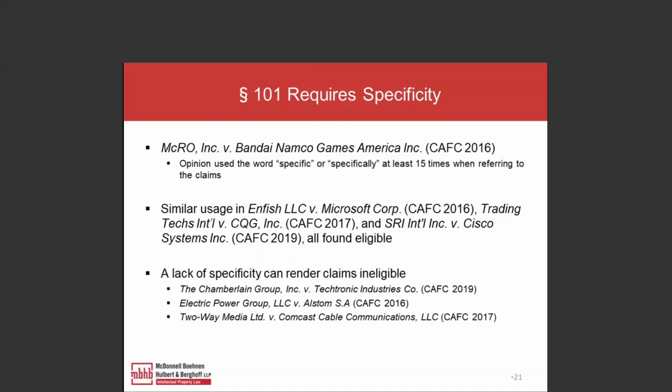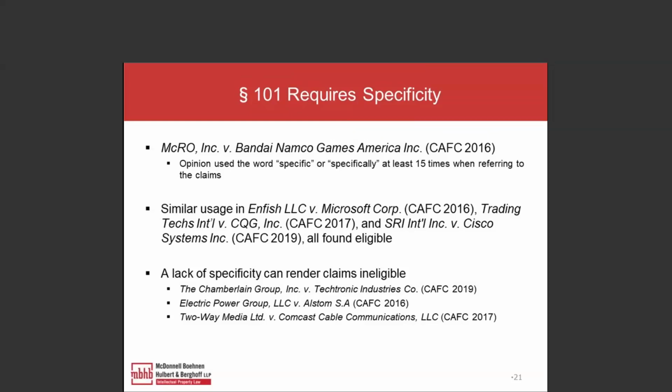It's highly cited. It also uses the root word specific at least 15 times when referring to the claims, which were found to be eligible. In fact, the court over and over says, these claims are specific, they're claiming the invention in a specific fashion, and therefore, we find the claims to be eligible. McRO is not the only case that does this. Enfish, one of the early trading technologies cases, SRI versus Cisco from 2019, are just 3 examples of many cases where the court uses the word specific to find claims to be patent eligible, or to describe claims that the court ultimately finds to be patent eligible.